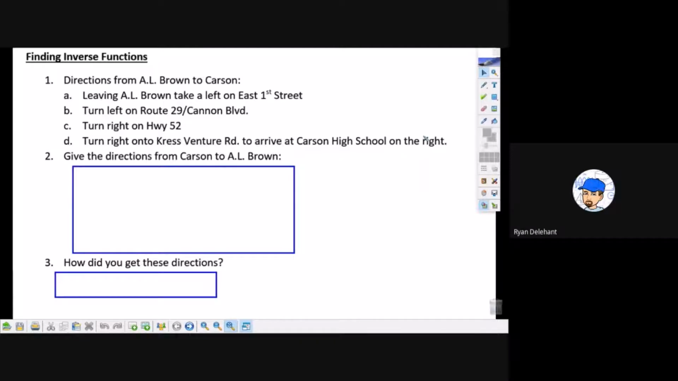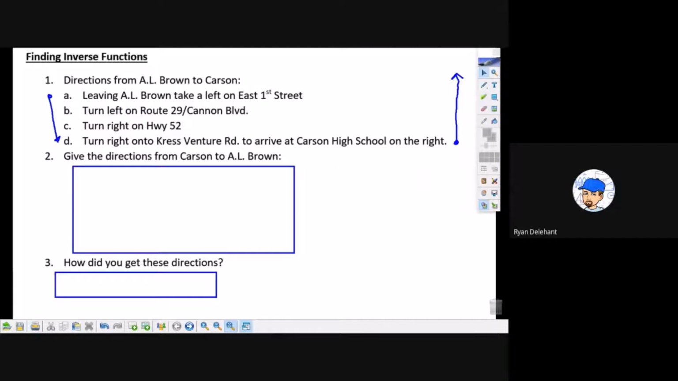These directions are read from A.L. Brown to Carson, meaning we started up here at A.L. Brown and we arrived at Carson. To go backwards, where would we start? We would start at Carson and work which way? We'd work back up to get back to A.L. Brown. So we would need to do this first, right?